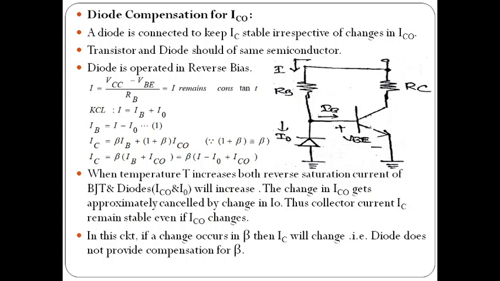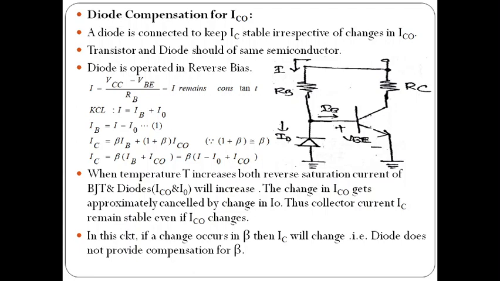Base and collector also look like a diode which is in reverse bias. So the reverse current from base to collector is almost equal to the diode reverse bias current. Clear? These two will cancel. So from I naught and ICO, the change in the ICO is compensated by the diode reverse bias current. That's why it is called a diode compensation circuit.